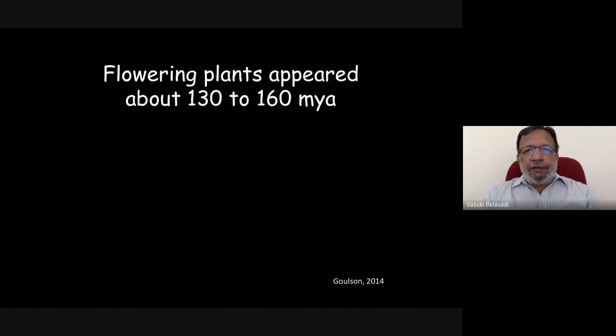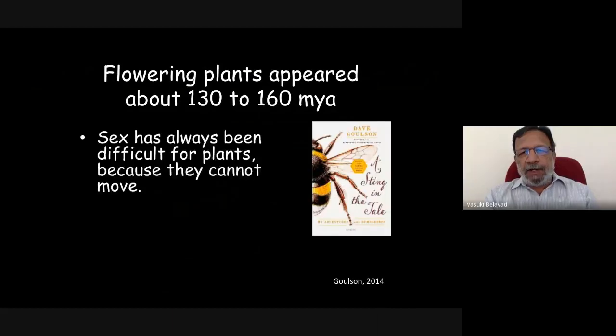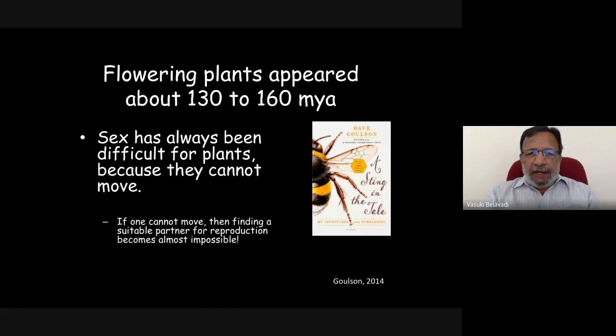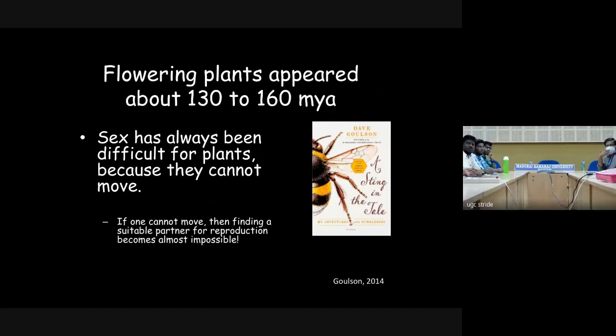You know that the flowering plants appeared about 130 to 160 million years ago. In fact, Dave Goulson, in one of his books published in 2014, makes a very obvious statement that sex has always been difficult for plants because they cannot move. They are sessile. If one cannot move, then finding a suitable partner for reproduction becomes almost impossible.